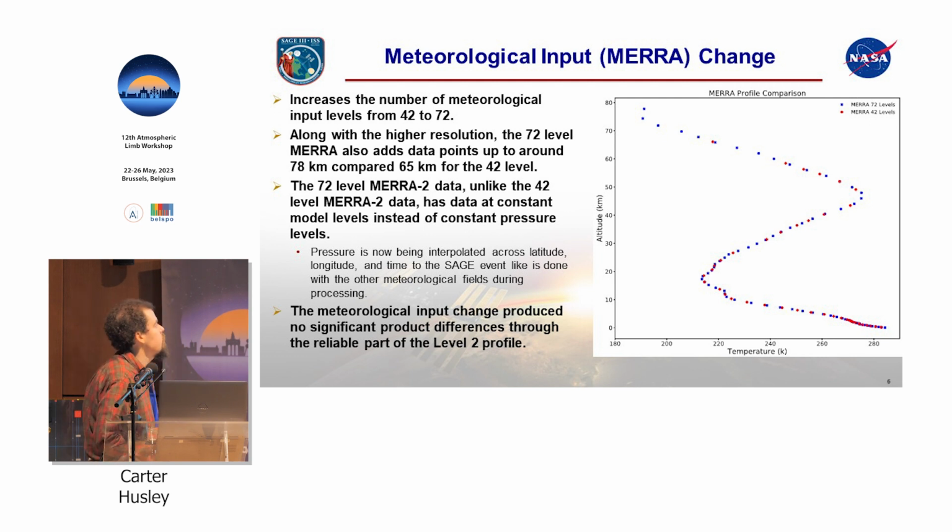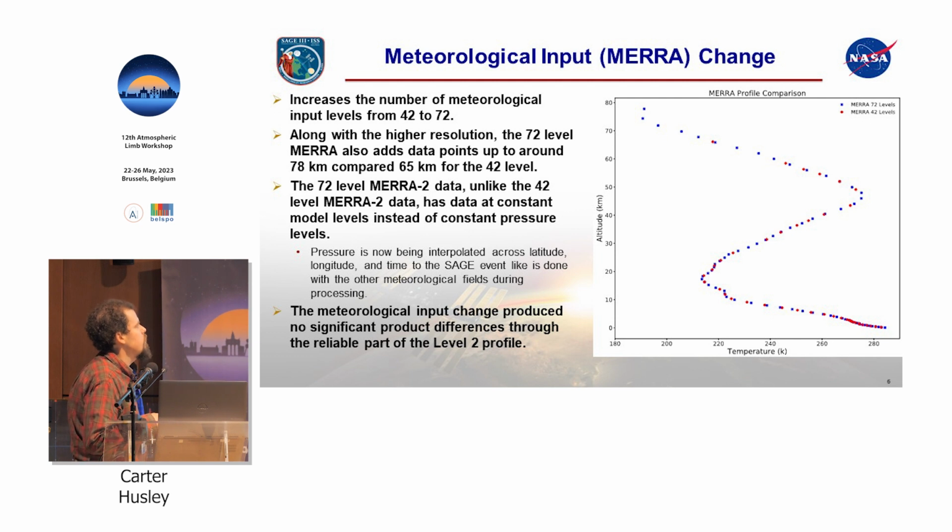One of the other major changes is, like I said, in our meteorological inputs, we changed from 42 to 72 level MERRA. One of the big advantages of this is we get better resolution. You get lots more data points, especially within the signal dominant portion of our altitude profiles. Another advantage of moving to the 72 level is that the 42 level only went up to about 65 kilometers, and now we're getting meteorological input and model data up to about 78 kilometers.